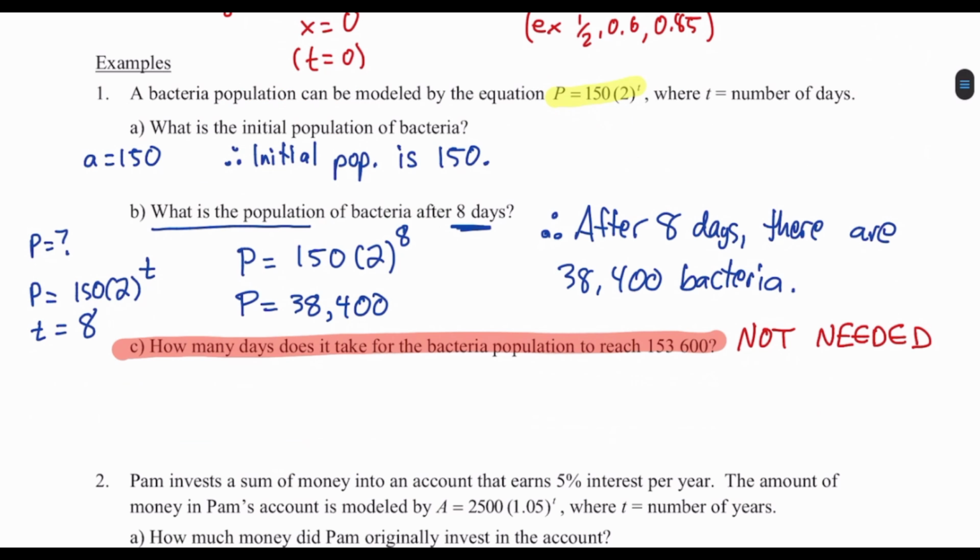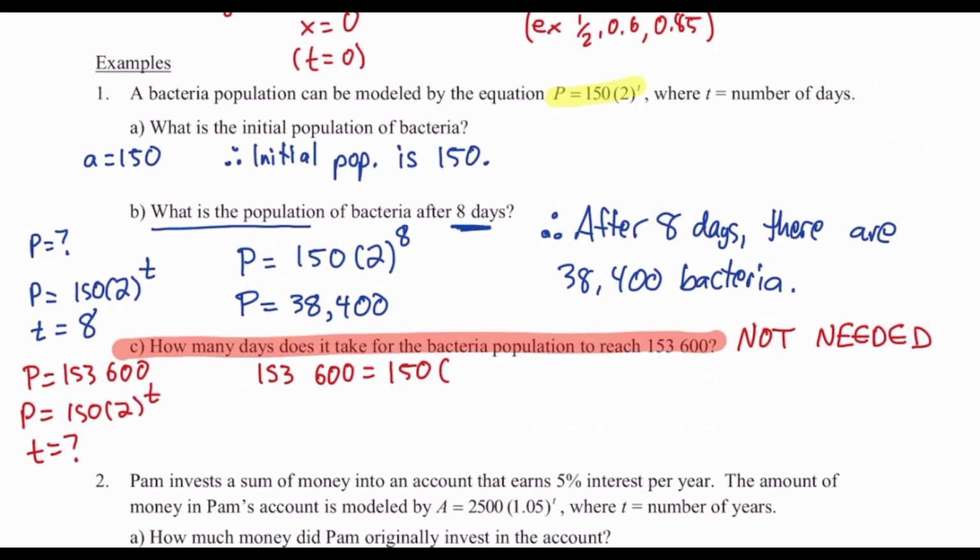For question C, it says, how many days does it take for the bacteria population to reach 153,600? In this case, we know our population, 153,600. I know my equation, 150 times 2 to the power of t, and I don't know my time. So what I could do is write out part of my equation. So I can start with 153,600 as my population. I have the same starting amount. I have the same b value. I just need to figure out that t value.